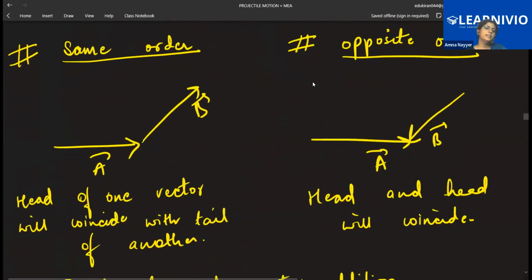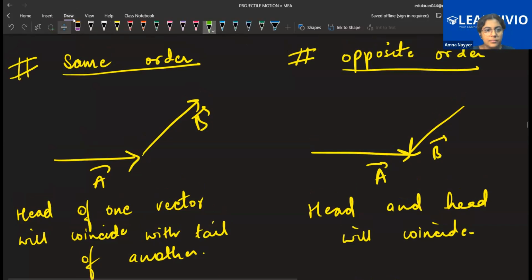Okay, we have talked about co-initial vectors in the last class, right? So what were co-initial vectors? We had studied that co-initial vectors were the vectors which have the same initial point, that is the same starting point. Now, there are vectors which are taken in same order and there are vectors which are taken in opposite order. I am writing it here.